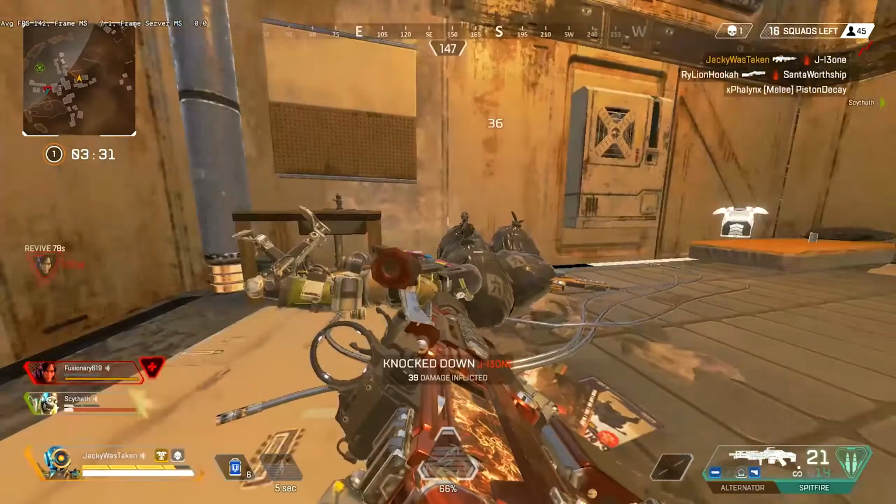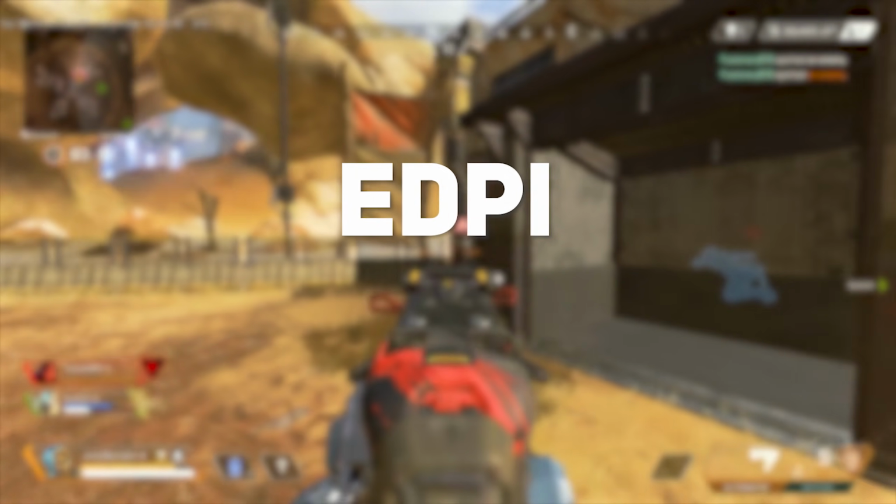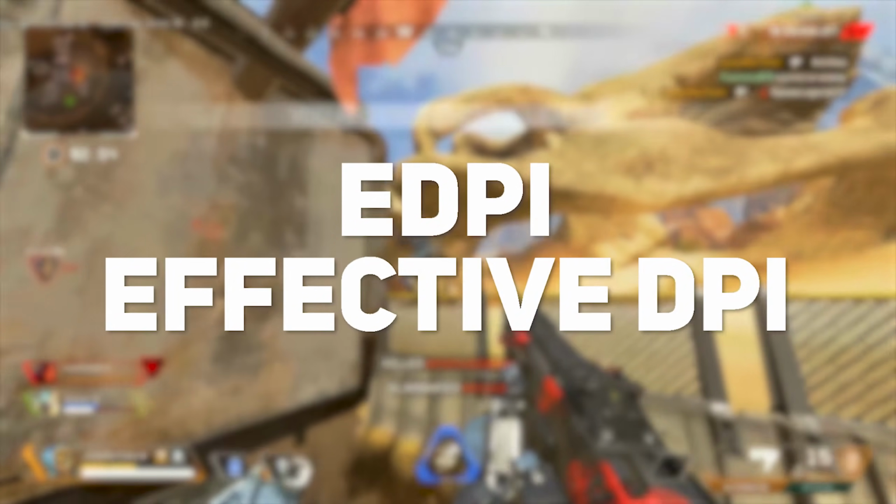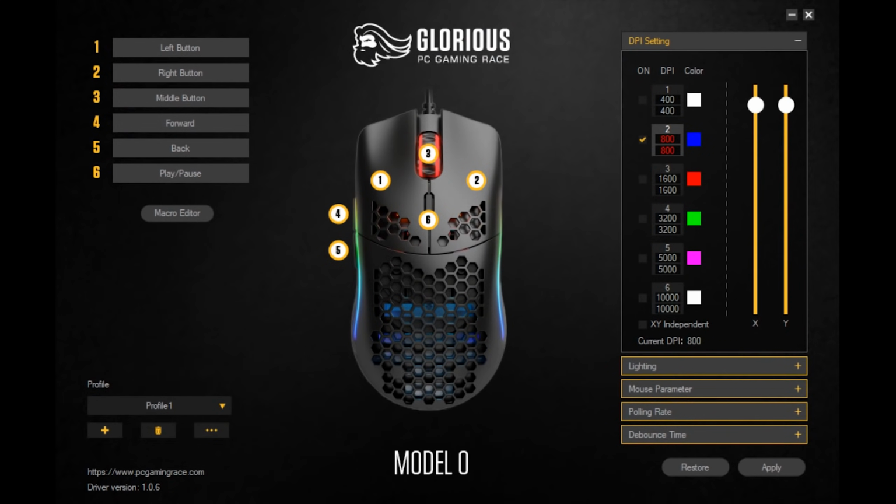So first things first, let's talk about EDPI. EDPI basically stands for effective DPI. And to find the DPI of your mouse, all you have to do is go into the software that's provided. If you're using a gaming mouse like a Logitech, usually it comes with some software, and you just go into the software and you will be able to find your DPI there.